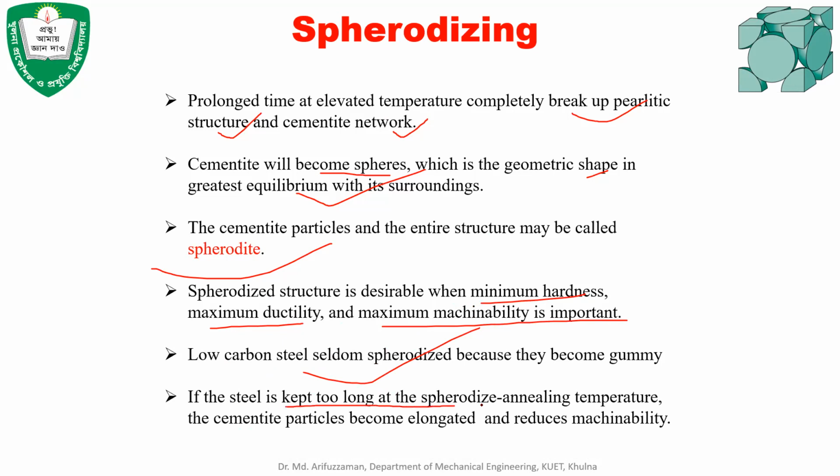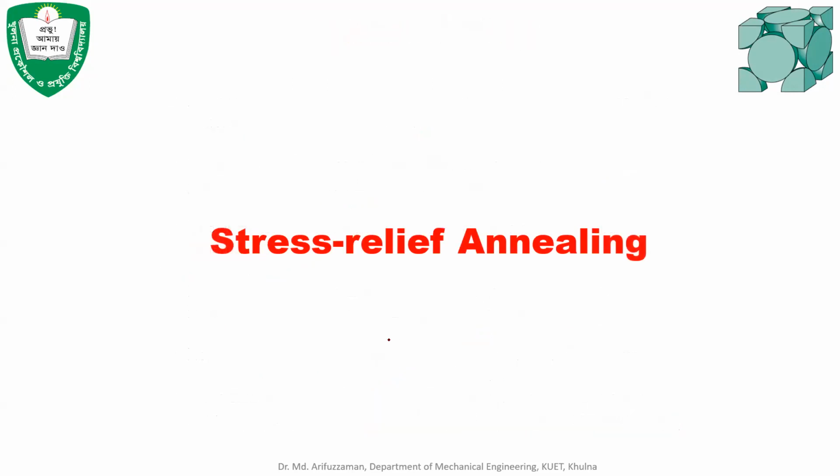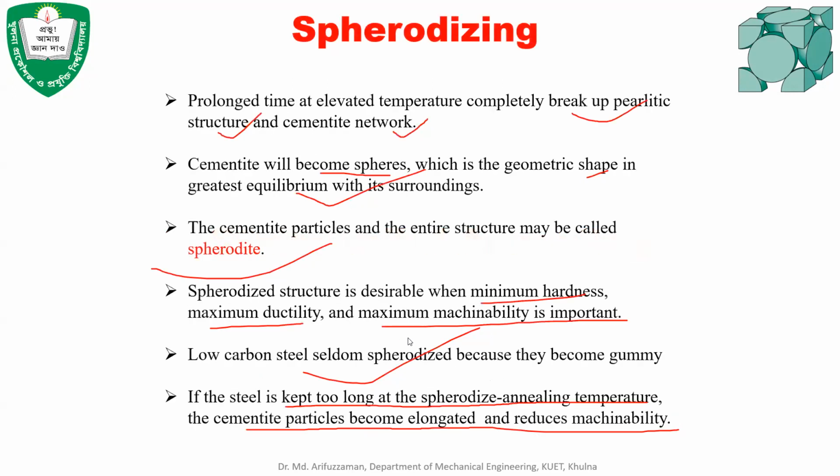But if the steel is kept too long at the spheroidizing annealing temperature, the cementite particles become elongated and reduce machinability. So you also have to take care of the time, how long you keep it at the spheroidizing temperature. Because if you keep it for a longer time, then the particles will be elongated again, and it will not give you the desired property.